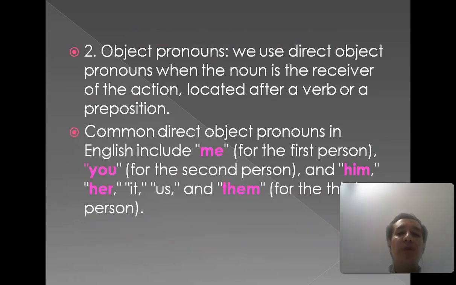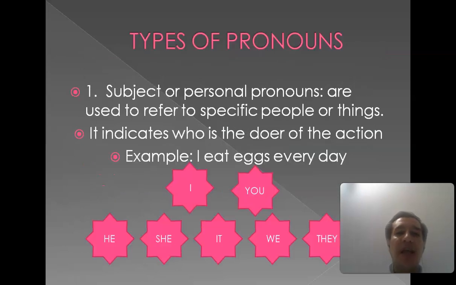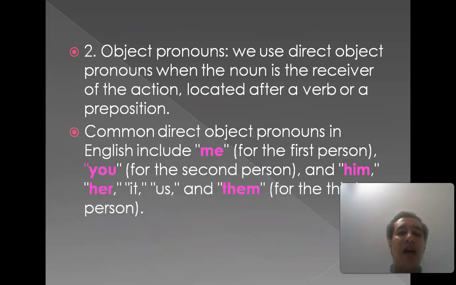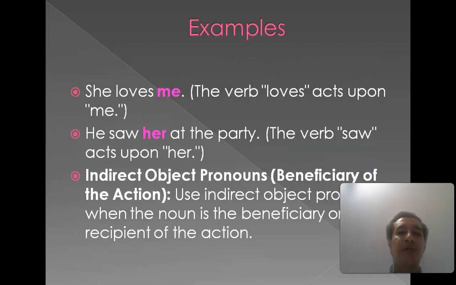In the object pronouns, we use direct object pronouns when the noun is the receiver of the action, located after a verb or a preposition. It is the difference here. Here, I is the doer of the action, and here is the receiver of the action. Common direct object pronouns in English include me for the first person, you for the second person, and him, her, it, us, and them for the third person.